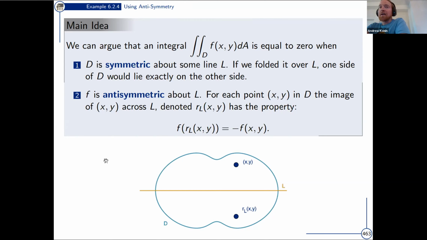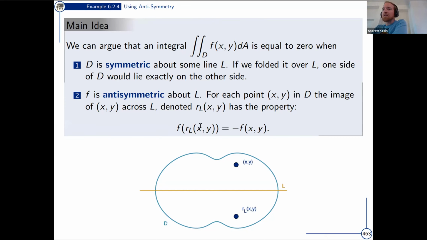If the region D that we're integrating over is symmetric about some line, this is the same as saying that if we fold the region over L, then one side of the line that we folded over looks identical to the other side that we folded onto. And a function is anti-symmetric. It's just a fancy way of saying it's symmetric, but you pull out a -1, or it's an odd function from single variable calculus. This means that if I fold over a line, then it multiplies the function outputs by -1.